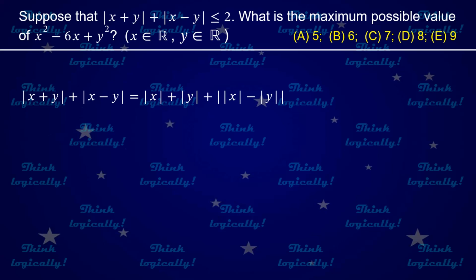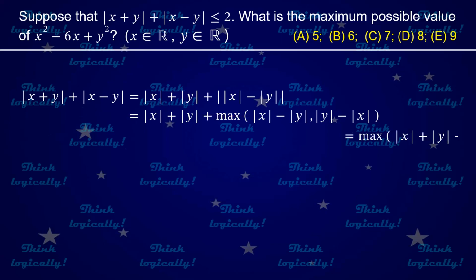In fact, the right-hand side can be simplified, based on the fact that the absolute value of any real a is the maximum of a and negative a. Let's apply that to the absolute value of the difference. Now we can move the leading terms inside the maximum.